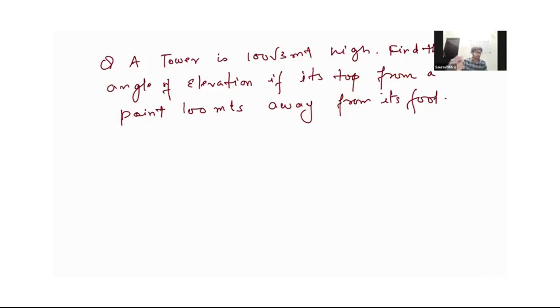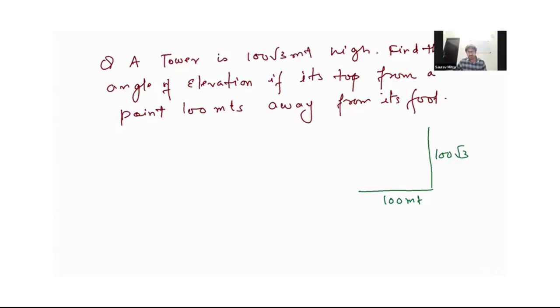First of all, the diagram is very important. You should ensure that the diagram is correct. A tower is 100√3 meter high. If I draw a tower, it is 100√3 meter high. Find the angle of elevation of its top from a point 100 meters away. So the point is 100 meter far away from the base, from its foot, on either this side or the opposite side, no problem.